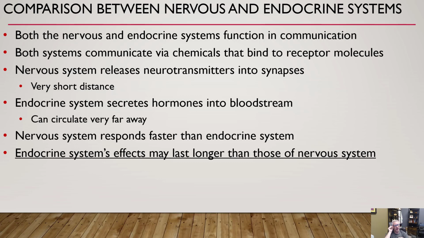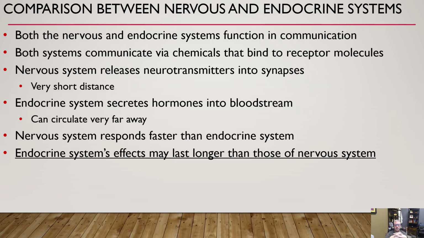Remember, we have that synapse and that synaptic cleft, and we had one neuron connected to the other neuron, or we had a preganglionic neuron and a postganglionic neuron, or we had the presynaptic neuron, and then we had that skeletal muscle. So those neurotransmitters only travel a very short distance.